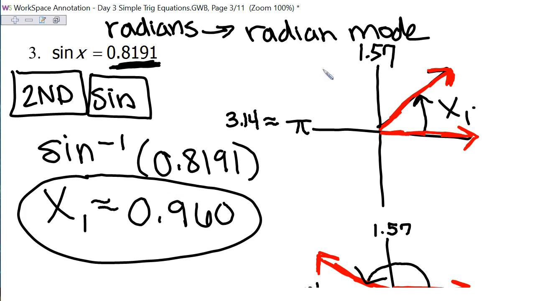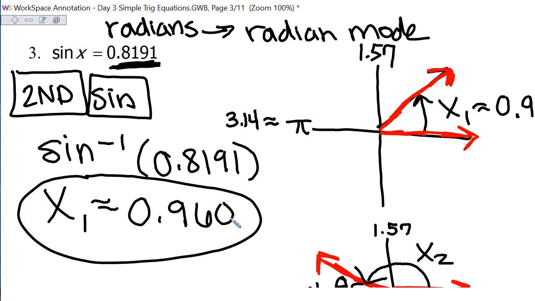So this is x1, and we estimated it to be about 0.960. Okay, now this has to be x2, our second answer. So angle 2 is going to be the one that terminates in quadrant 2. Now, x2 is this entire angle in red, from the positive x-axis to this terminating side. So if we're looking for this angle, how can I solve for that angle? Right here, if this is 0.96, what is this angle right here, my reference angle?